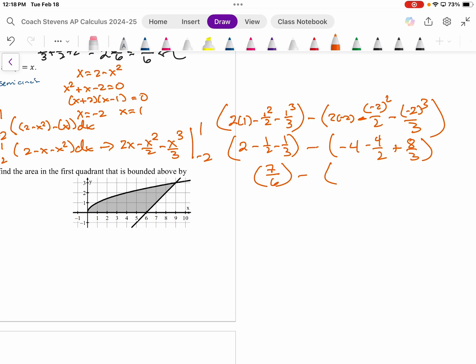Let's make them all 6s. So negative 24/6 minus 12/6 plus 16/6, 7/6 minus, that's a negative 36. That'd be a negative 26. So that's equal to 37. Or sorry, man, that was bad, Mr. Stevens. 27/6. So 27/6 is my area.